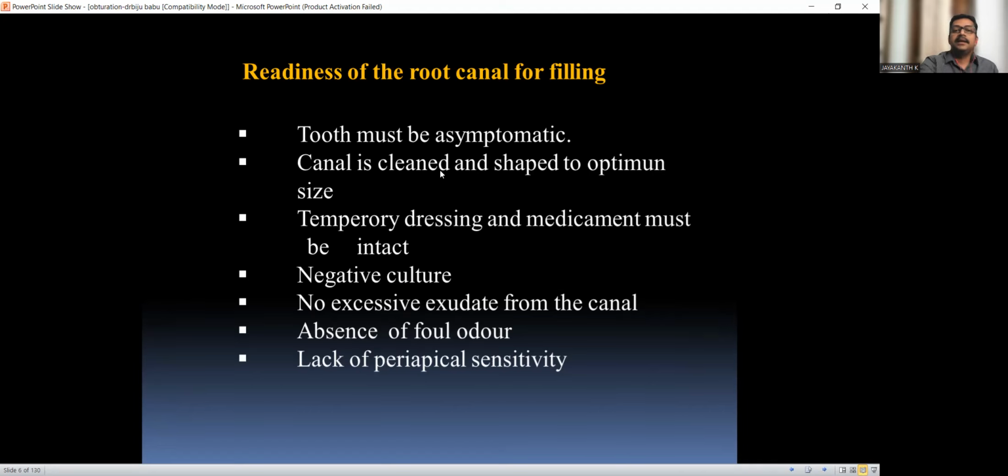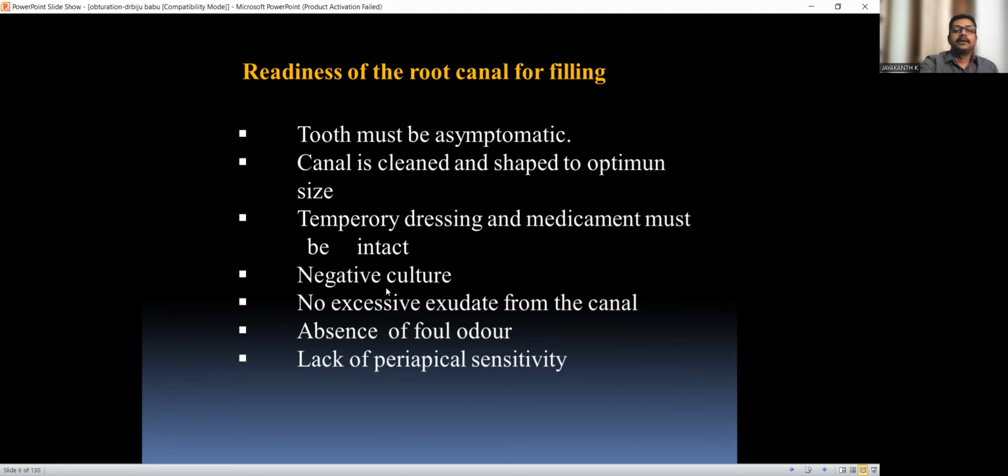Secondly, the canal is cleaned and shaped to optimum size. Your cleaning and shaping procedure should be such a way that it provides space for adequate obturation, ensuring a complete blockage for any further microbial entry. And the temporary dressing and medicament must be intact. This is also a criteria for readiness of the root canal for filling.